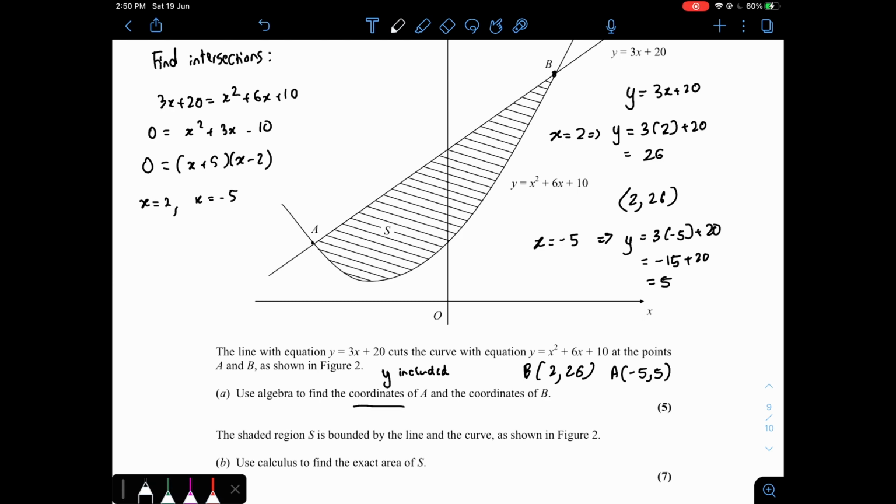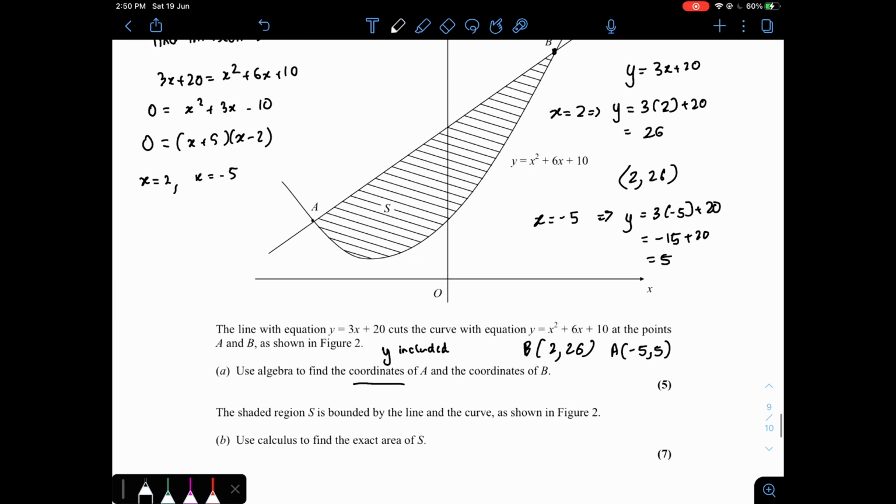Use calculus to find the exact area of S. Okay, so there's a trick to this. You can do something called the integration of the line take away the curve. Now why do we do that? Let me explain.